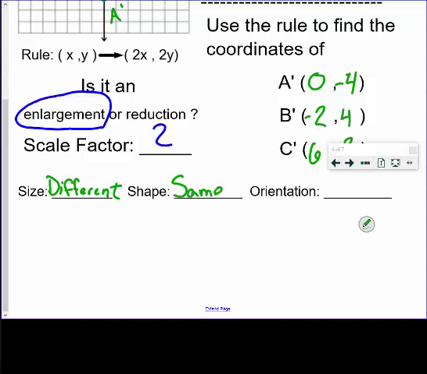What does orientation mean? Orientation basically means have we turned it? Have we done any rotation to it? No. So is the orientation the same or different? Same. When do we change the orientation? The 90, 270, the rotation change.